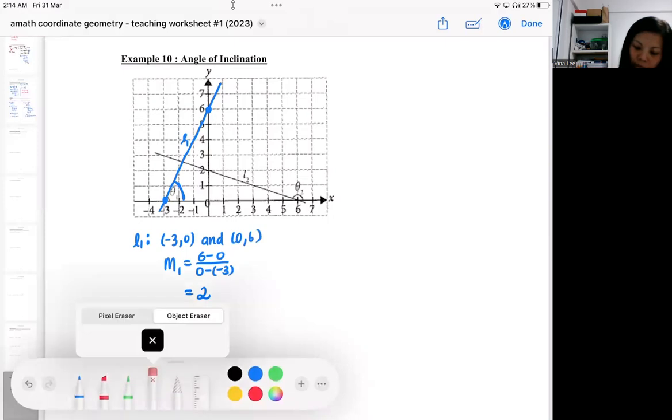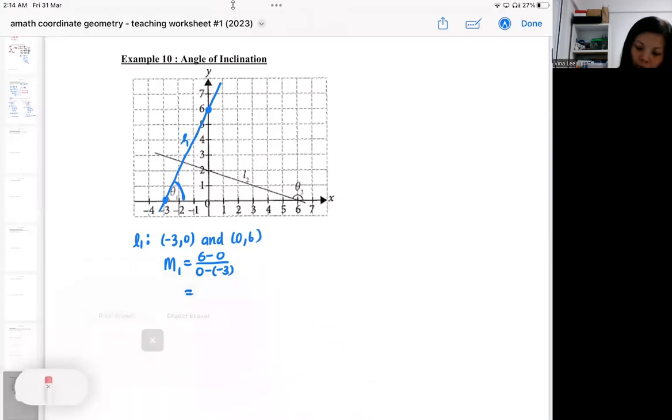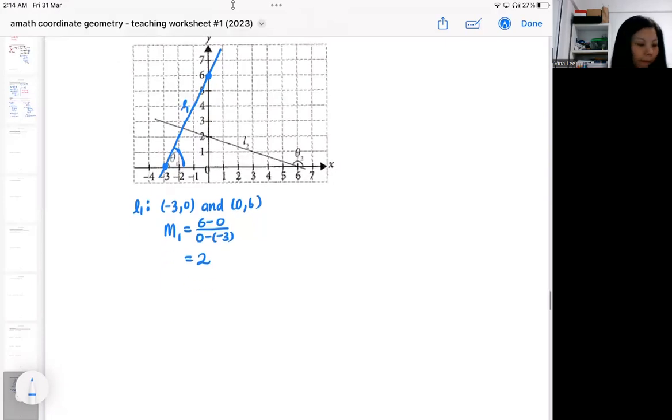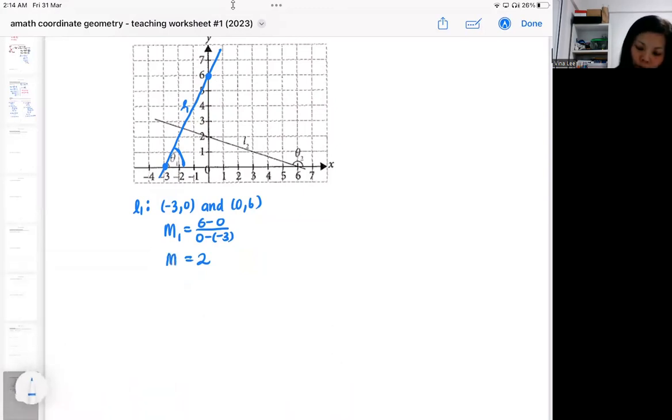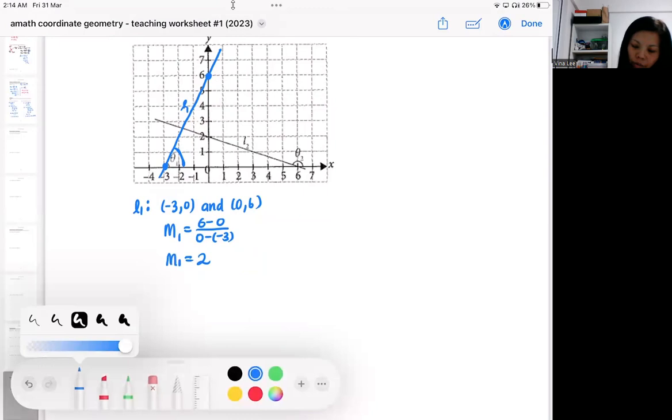Okay, hang on now. So the gradient is 2. Okay, so in this case, the gradient is 2. Okay, and then, I'm going to draw a right angle triangle to show you.